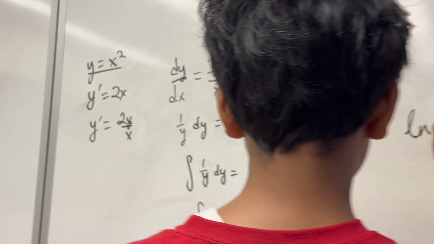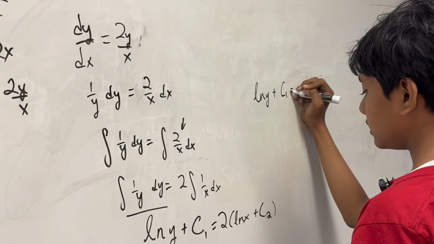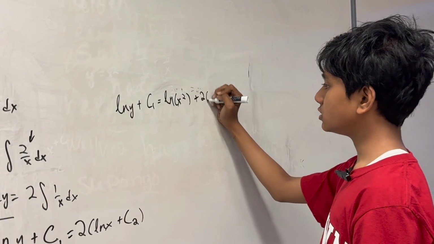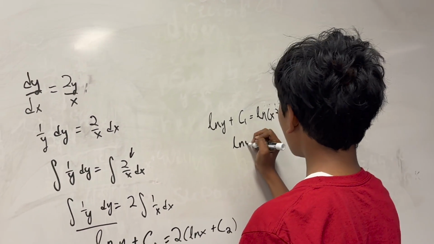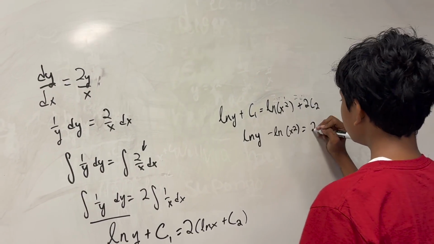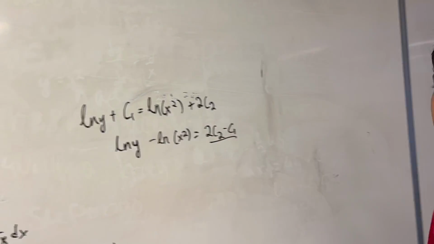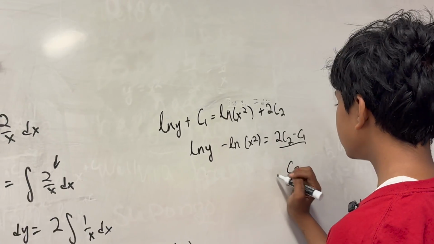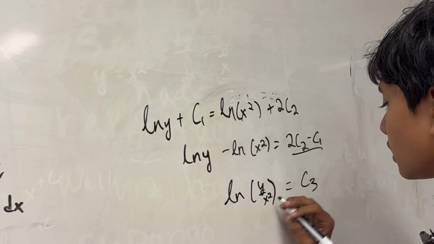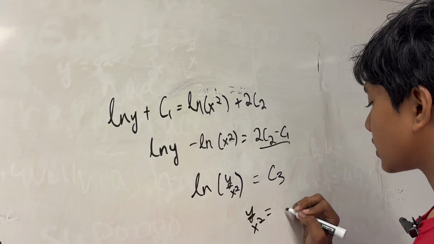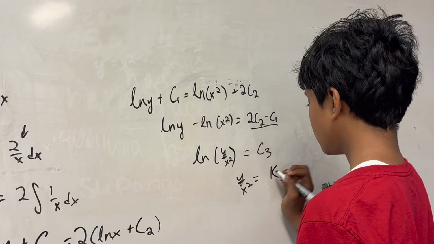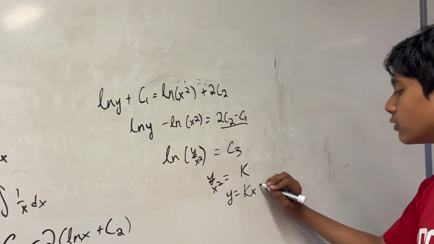So that gives us ln y plus c1 equals 2 ln x, which is the same thing as ln x squared plus 2c2. So ln y minus ln x squared is equal to 2c2 minus c1. Now, since these are just numbers, we can make this a new constant. Say c3 is equal to ln y over x squared. So then we get y over x squared is equal to e to the c3. But wait, this is just another constant. Let's say it's k. So then we get y equals kx squared.